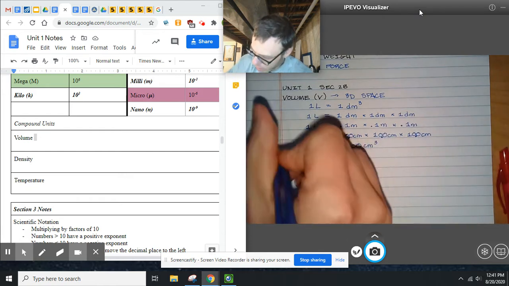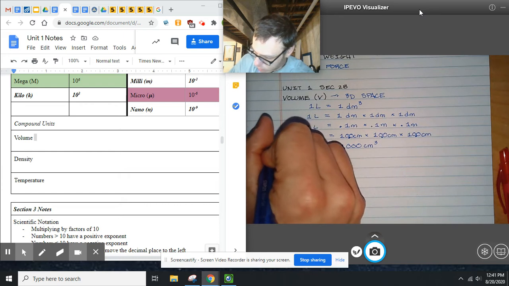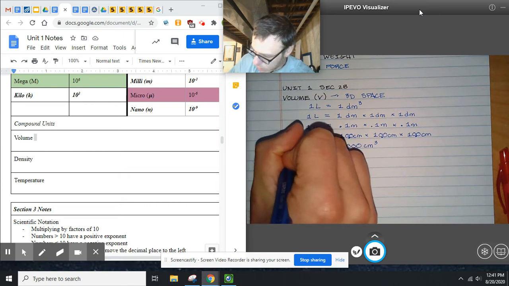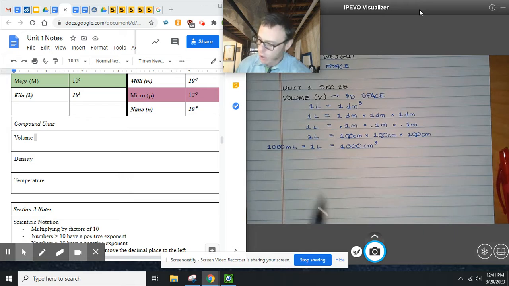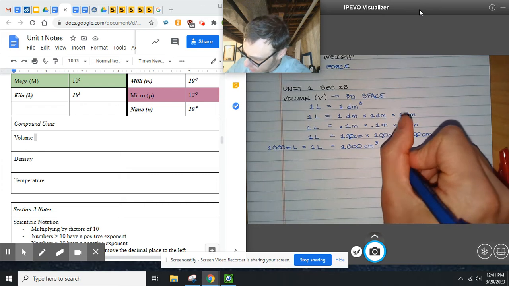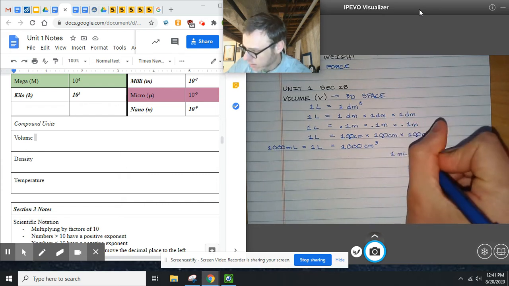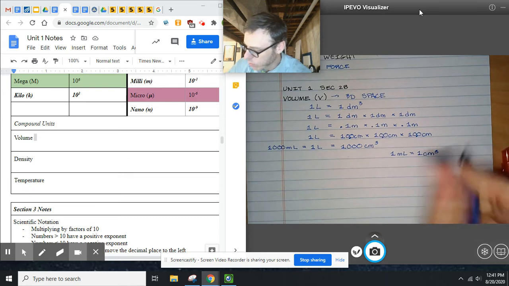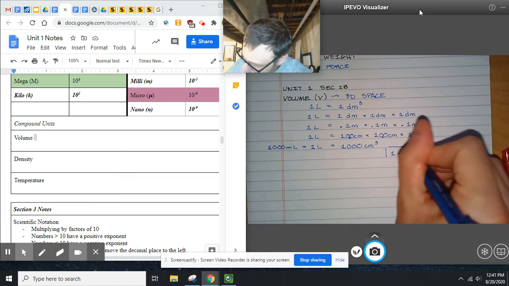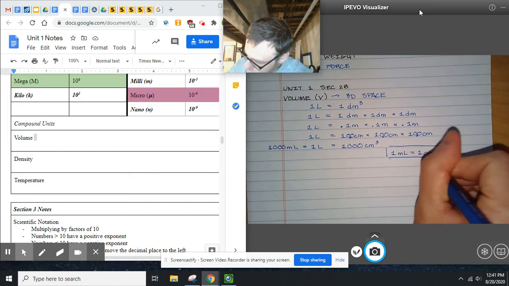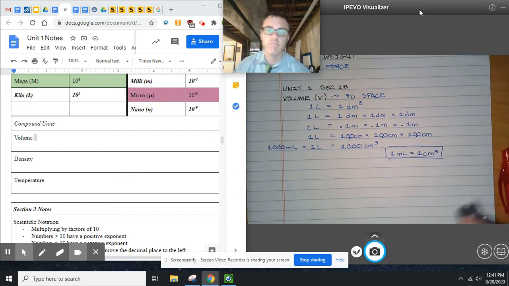Well, 1 liter also equals 1,000 milliliters, right? So we can see 1,000 milliliters equals 1,000 centimeters cubed, which means 1 milliliter equals 1 centimeter cubed. This is something you should remember. So that's not too bad. So volume. All right, we're going to use liters to talk about volume. You can apply all those prefixes that we talked about to this. All right, but volume's 3 lengths multiply.